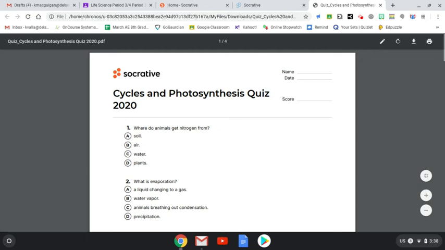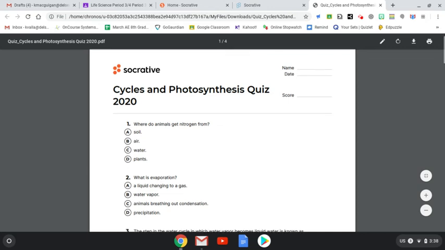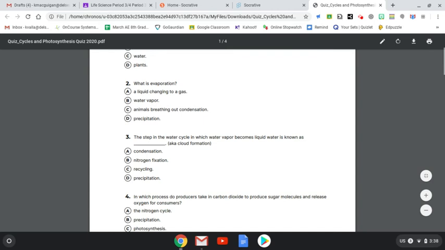Number one, where do animals get nitrogen from? A, soil, B, air, C, water, D, plants. Number two, what is evaporation? A, liquid change to a gas, B, water vapor, C, animals breathing out condensation, or D, precipitation.